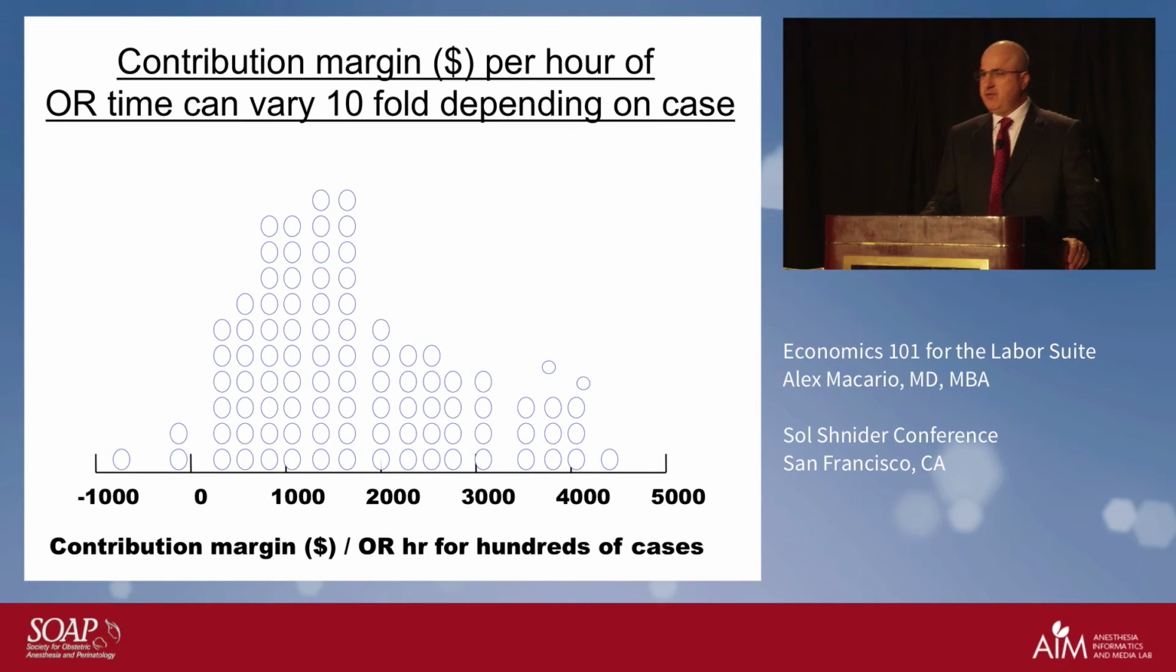Now, it turns out that if you measure these things, contribution margin, dollars per hour of overtime, they vary significantly among patients and among surgeons. So at this hospital, if a patient was in the operating room for 2 hours, a typical contribution margin would be a couple thousand dollars per hour. That means that every time a patient's in the operating room, the revenue exceeds the variable cost by a couple thousand dollars. Now, some of those cases are below zero, but very few, and some are quite high.